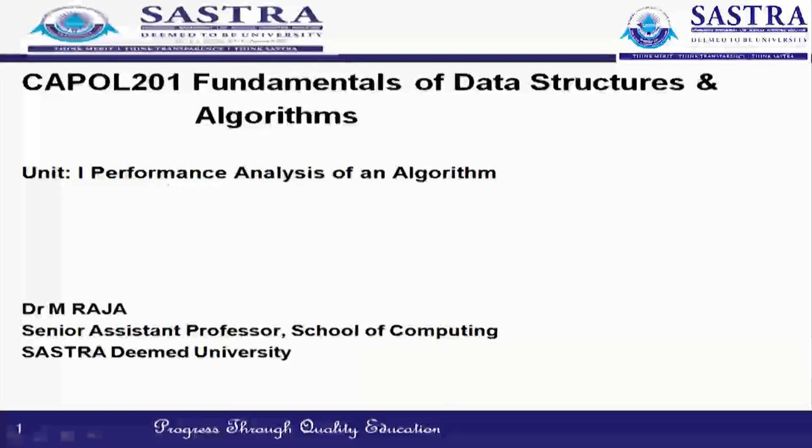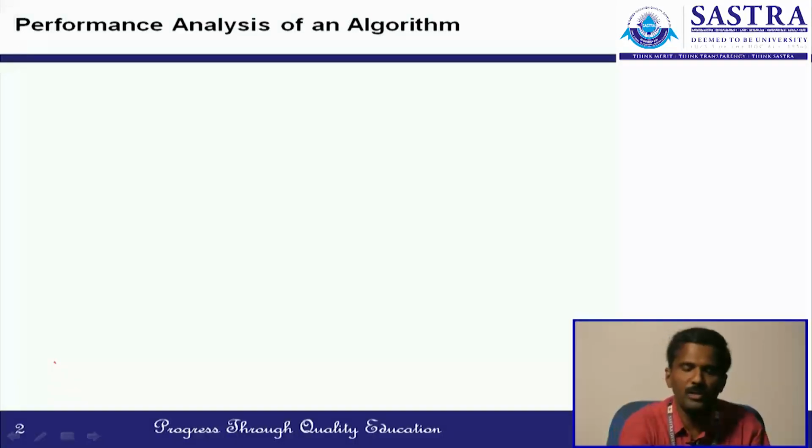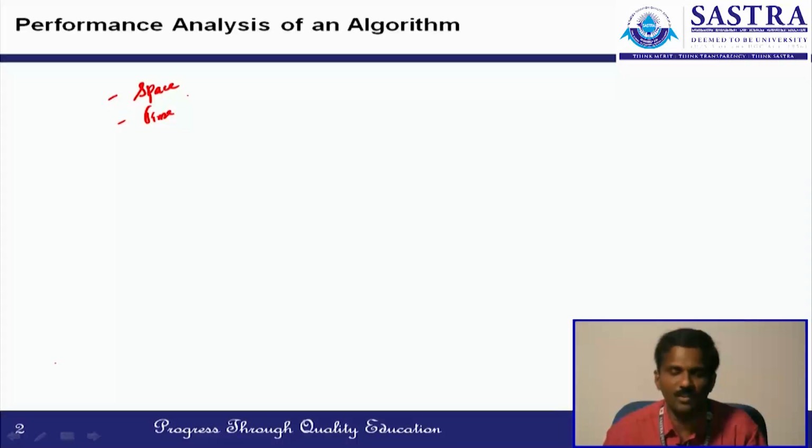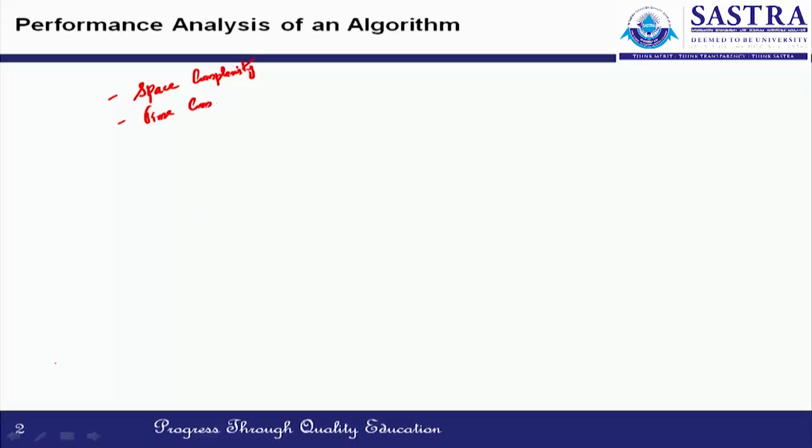In this session, we focus on the performance analysis of an algorithm. Performance analysis of an algorithm indicates that we need to analyze the algorithm for two different things. One is space requirement and another one is the time requirement. Performance analysis in the sense that we need to find the space complexity of an algorithm and the time complexity of an algorithm.